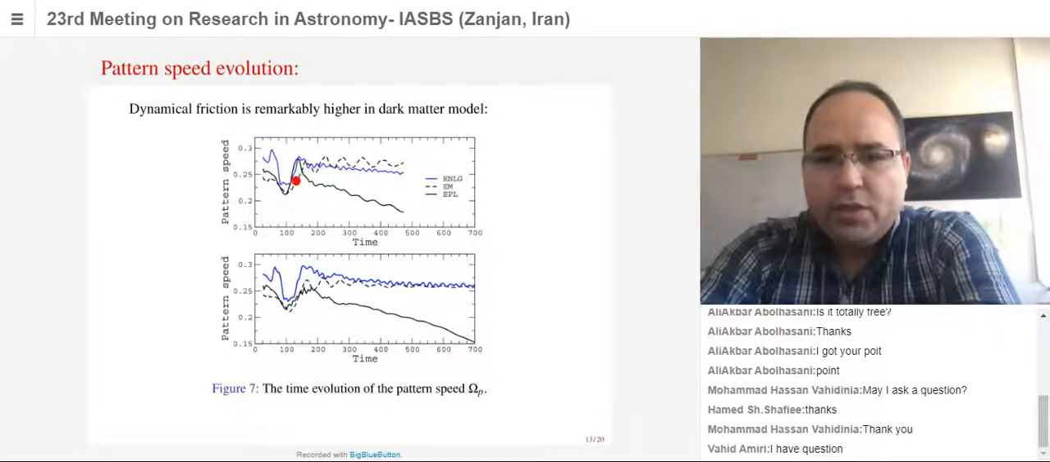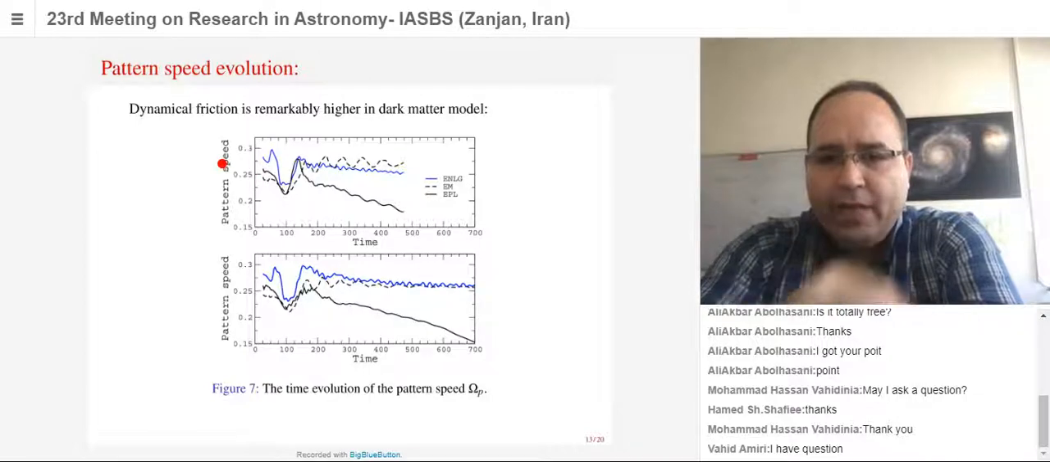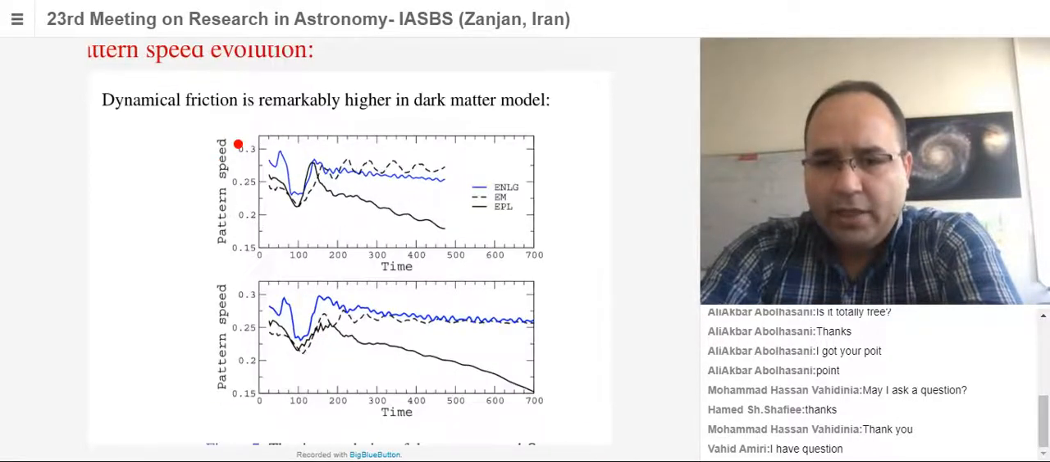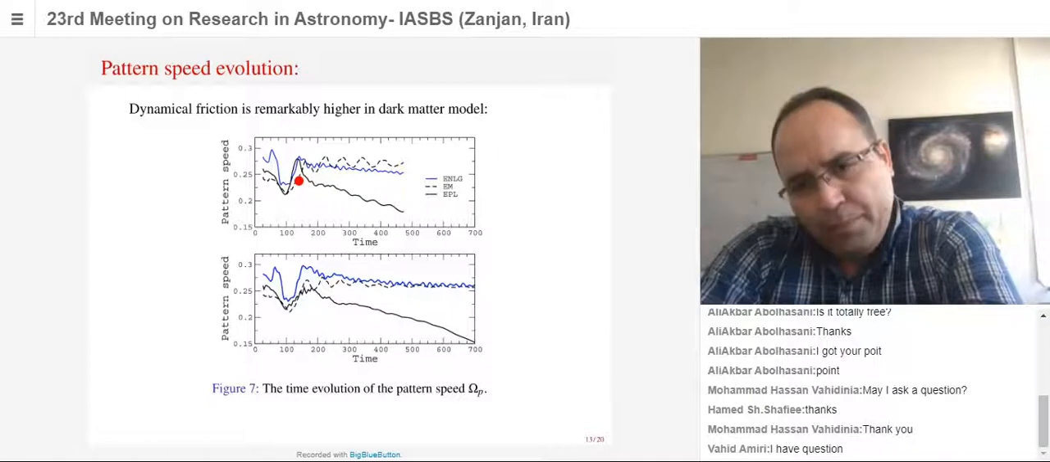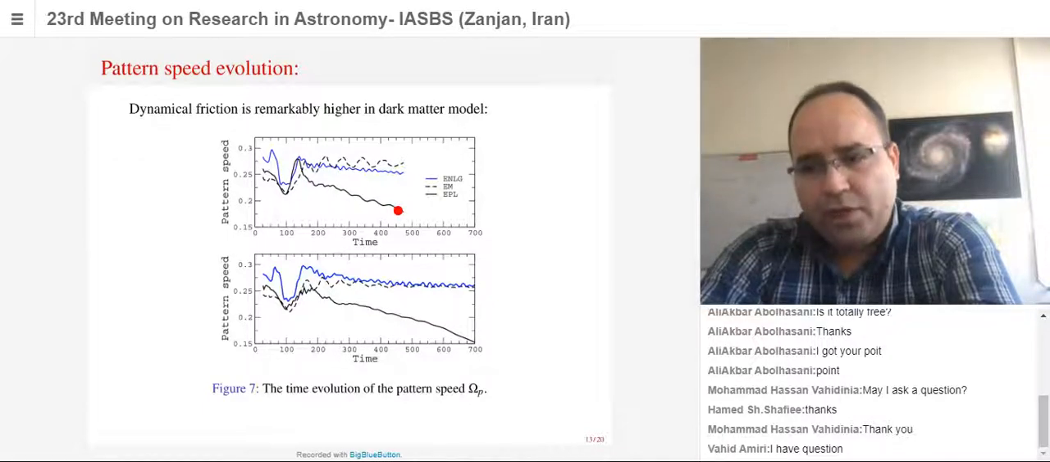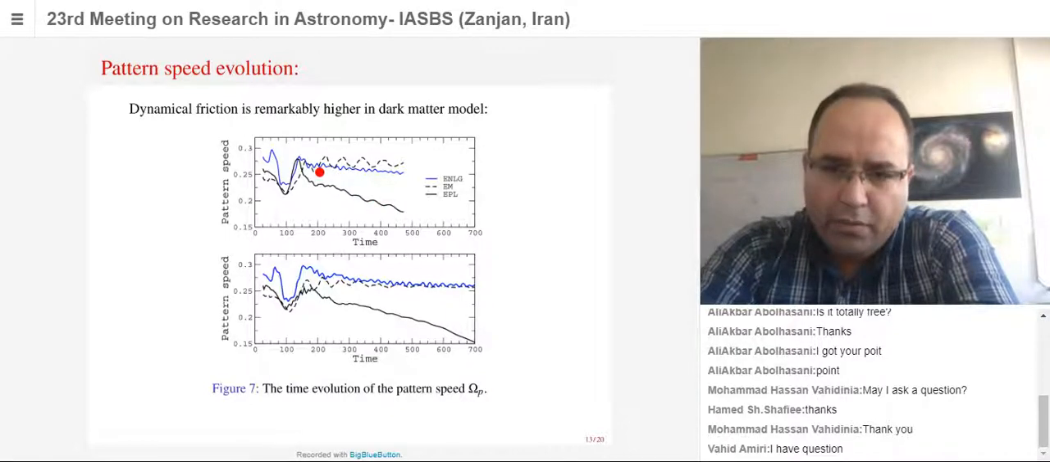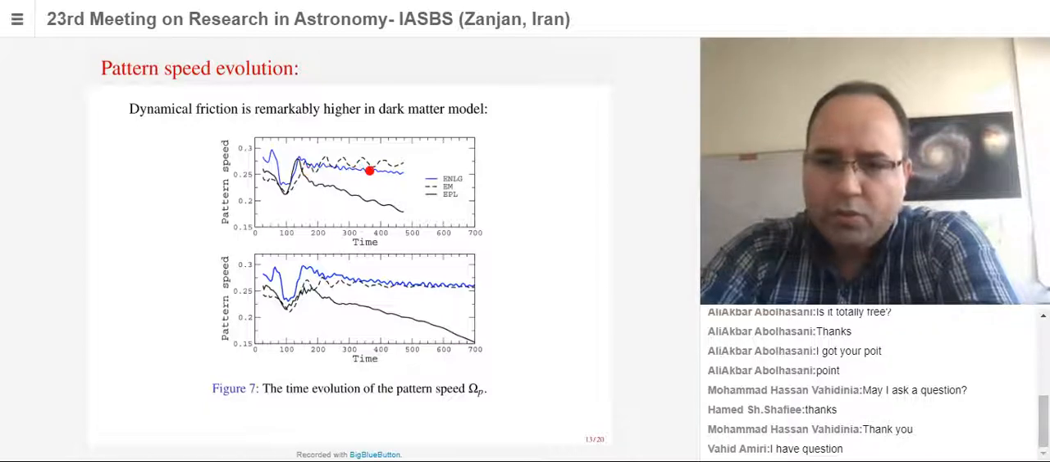The other important quantity is pattern speed. This is completely relevant to dynamical friction. And as we expected, in fact, dynamical friction causes the pattern speed to decrease in the dark matter case. This decline is directly related to dynamical friction. And in modified gravity cases, you see it's almost constant. There is no rapid decline in pattern speed, but still we see some oscillations.